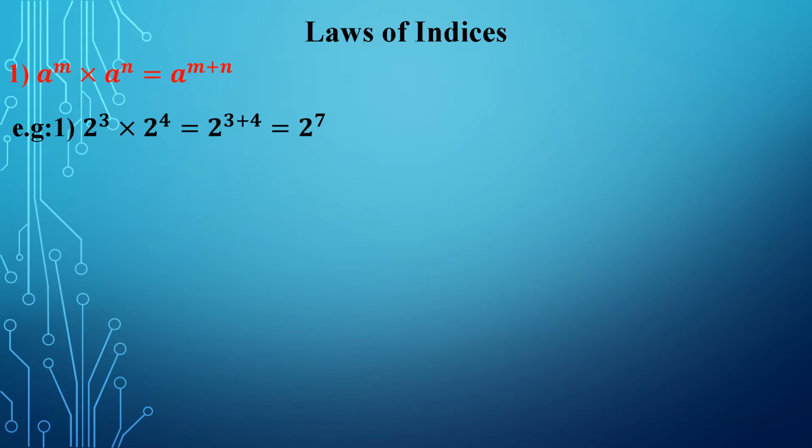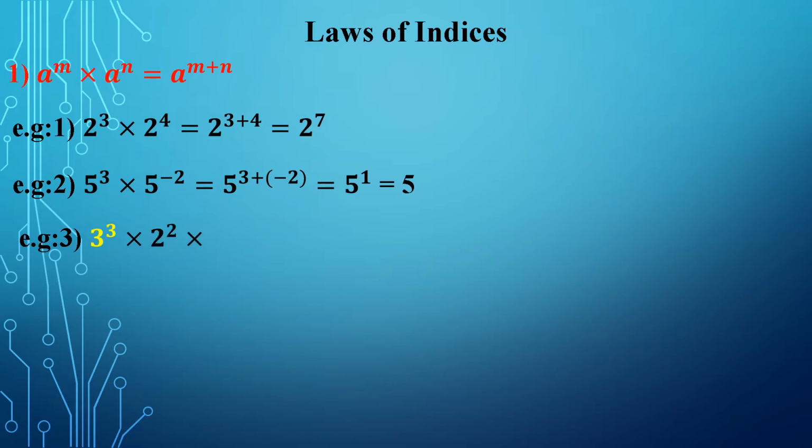2 raised to 3 into 2 raised to 4 will give us 2 raised to 3 plus 4, which is equal to 2 raised to 7. Here we can see that the common base is 2. One more example: 5 raised to 3 into 5 raised to minus 2. Here again the base is the same, that is 5. So we add the powers, 3 plus minus 2, which will give us 5 raised to 1, and the final answer is 5.